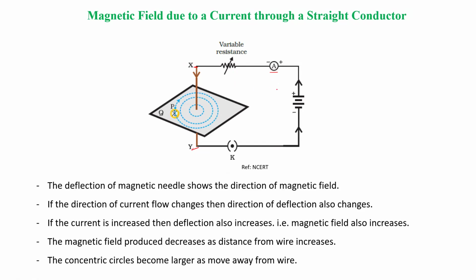Now in this you are seeing that current is going to flow anti-clockwise, and two reference points are taken here. One is point P, another is point Q. In the initial stage, the magnetic needle is kept at point P, so the deflection will be observed here.